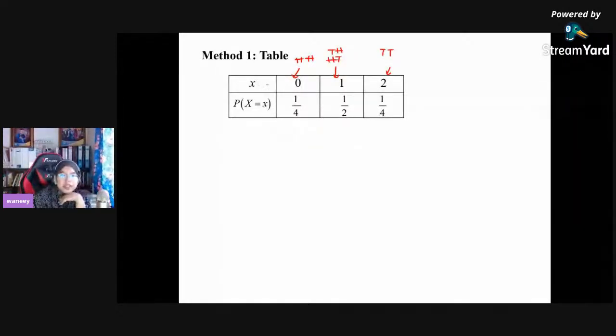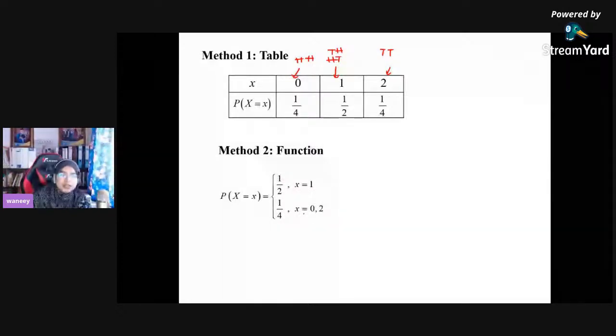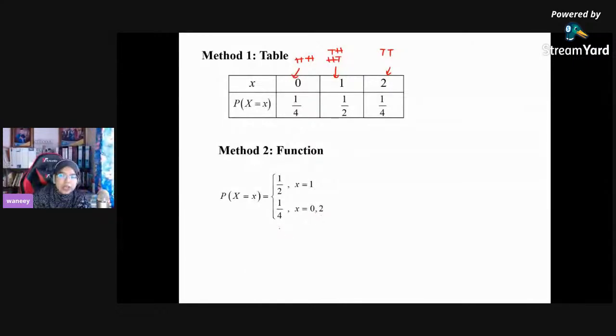Okay, p(x) equals x. So this is how we represent them in a table format. Since the question asks for a function, let us draw the function. Okay, so we are going to get half when x is equal to 1, and then 1 over 4 when x is equal to 0 or 2, and then you need to add another one, 0 otherwise.